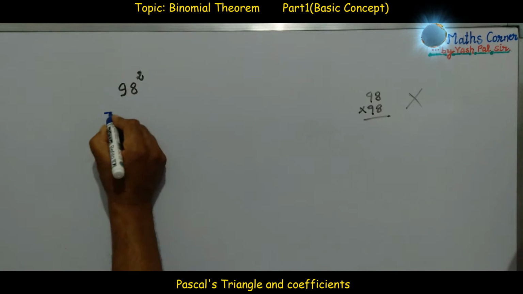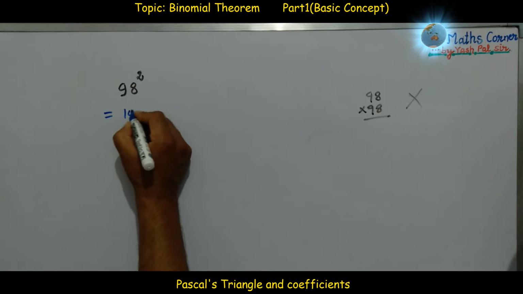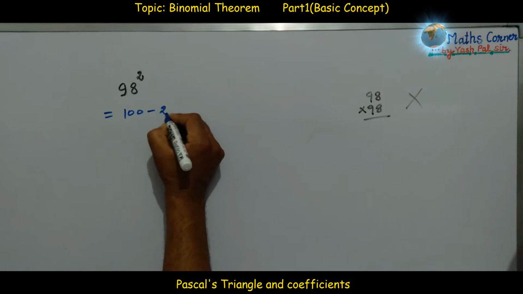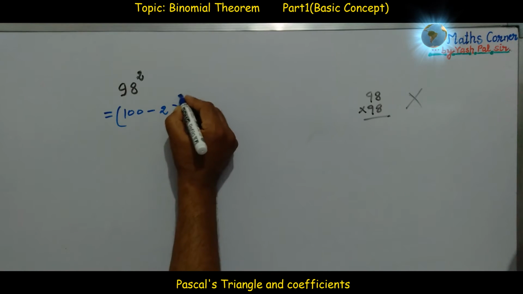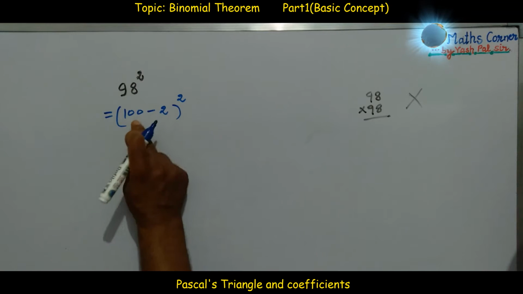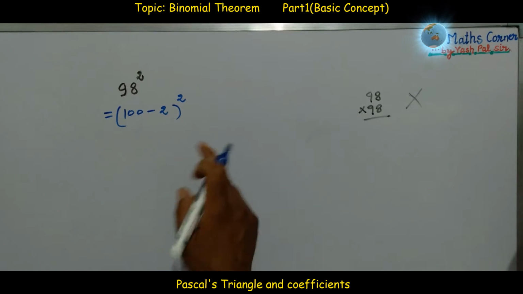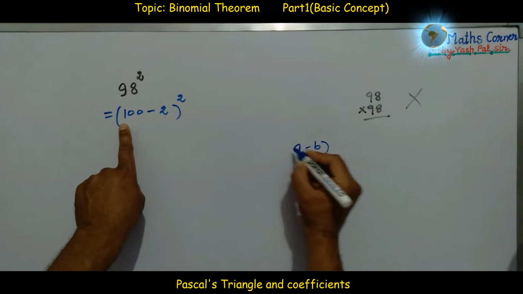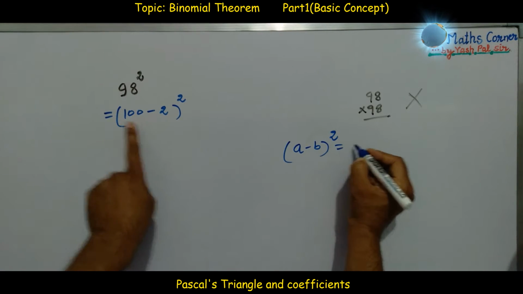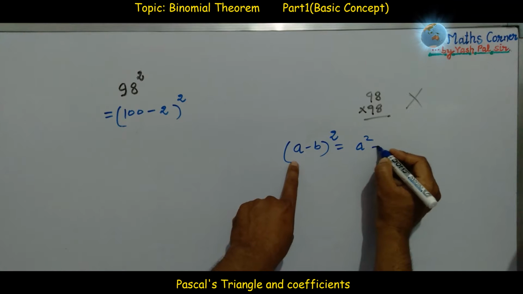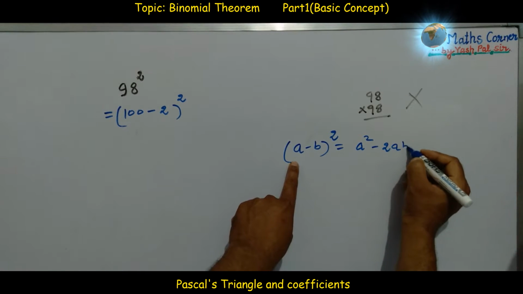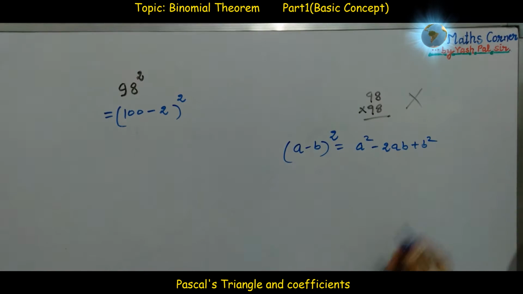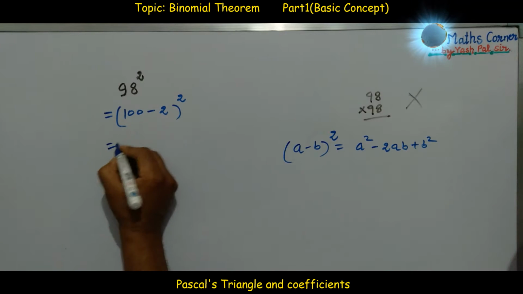Suppose what we are doing, we write this as (100 minus 2) whole square, because 100 minus 2 is 98. Okay, now one identity we remember: (a minus b) whole square is equal to a square minus 2ab plus b square, right? So how to solve this?